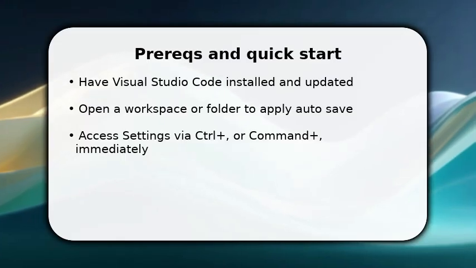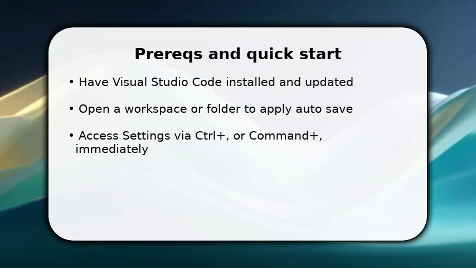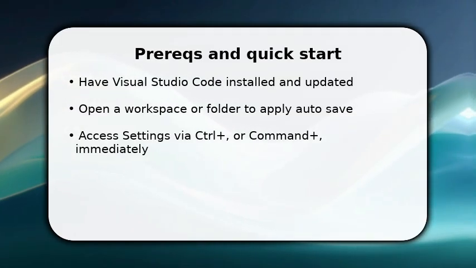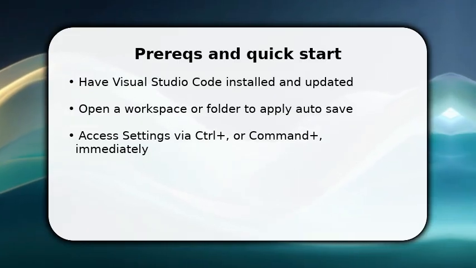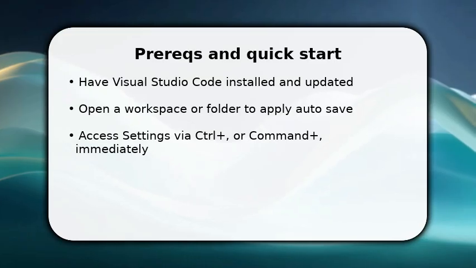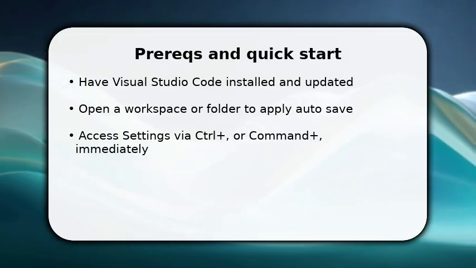You have VS Code open and a project ready. Let's enable autosave now. First, open Settings with Control+, or Command+, on Mac and focus the search box. Type autosave to surface the option quickly, then pause to understand modes.